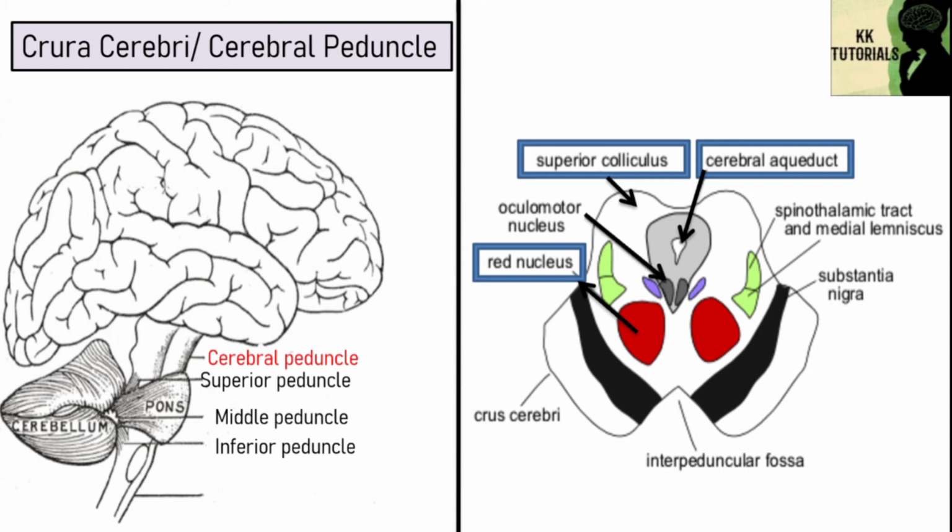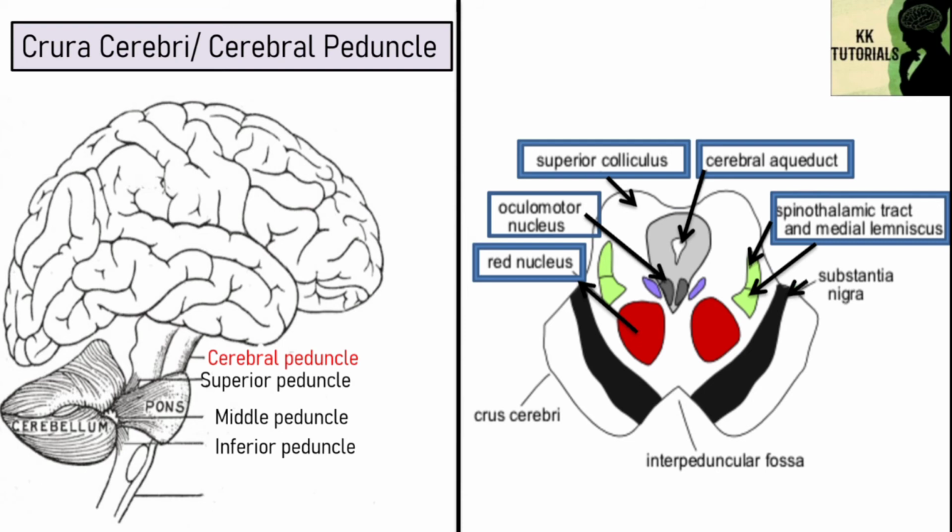Here you can see oculomotor nuclei. These are responsible for control of eyelids and most eye movements. Here is spinothalamic tract. It is a sensory pathway to the thalamus.